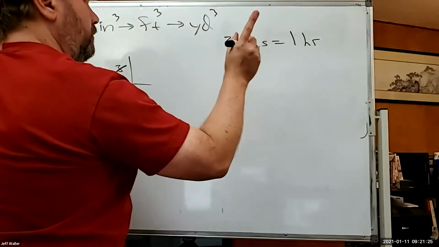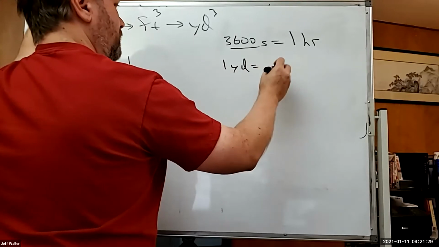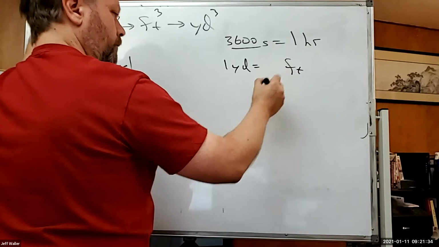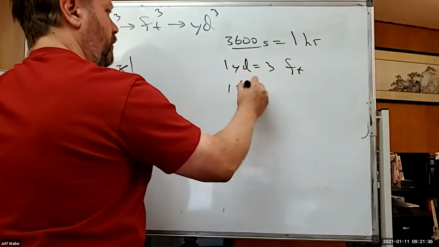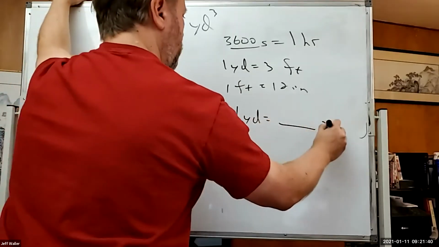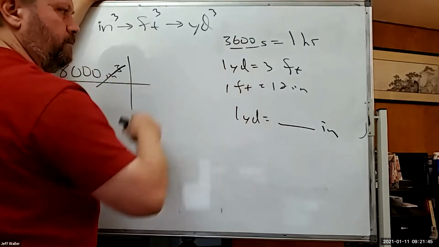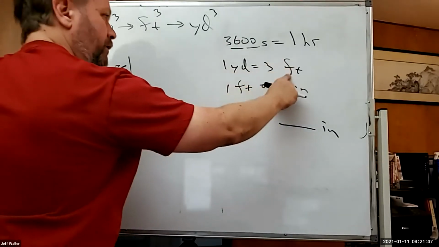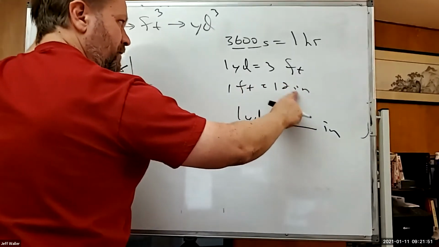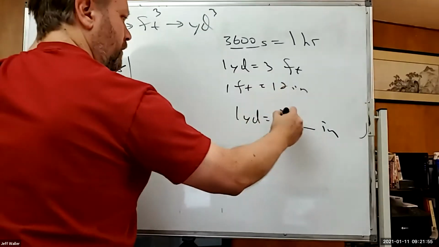So now watch. 1 yard is how many feet? 3 feet. 1 foot is 12 inches. So 1 yard is how many inches? Same idea as this. Every yard is 3 of these. Every foot is 12 of these. So every yard is 36. 36 inches.